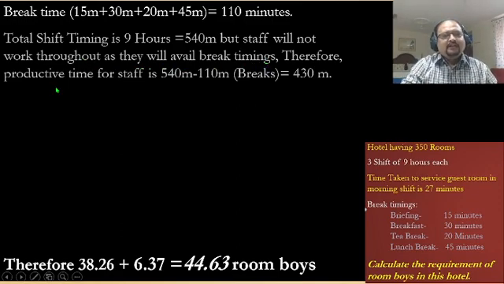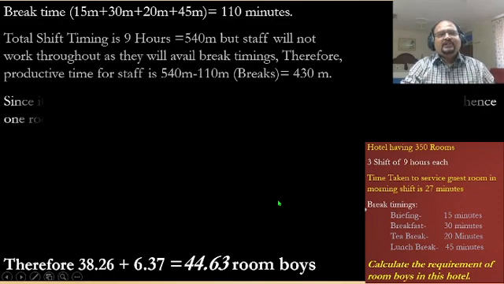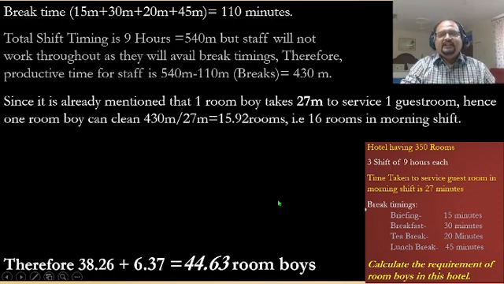Therefore, productive time for the staff is 540 minutes, that is total 9 hours, minus 110 minutes, which is the breaks or the break timings. So in this particular given situation of the hotel, based on this particular question, the room boy will work for 430 minutes, and that is the total time for being productive in this particular hotel in this given situation.